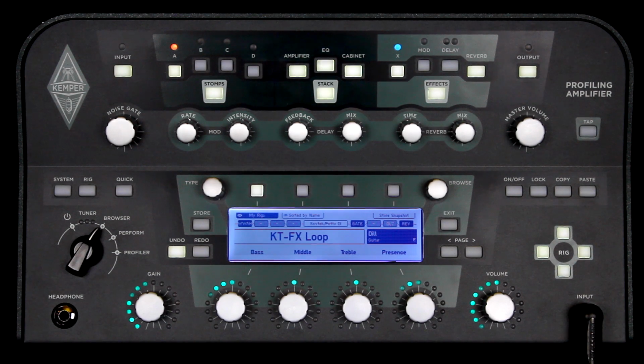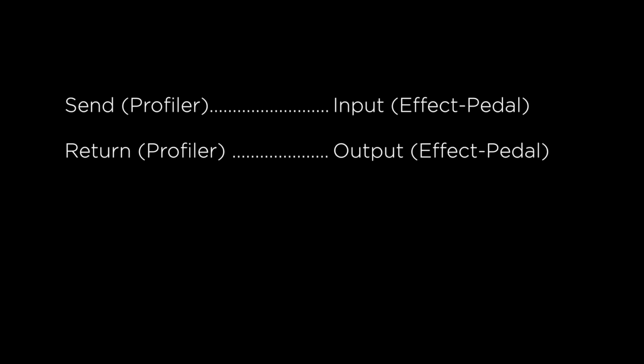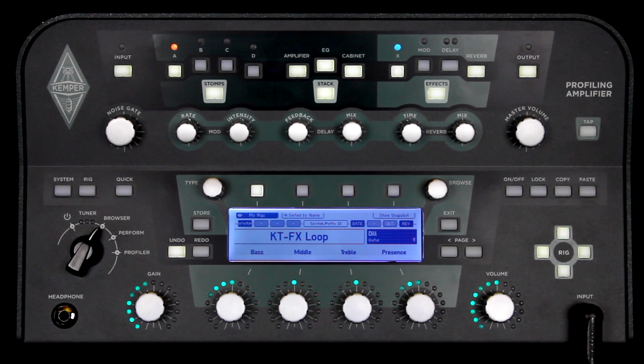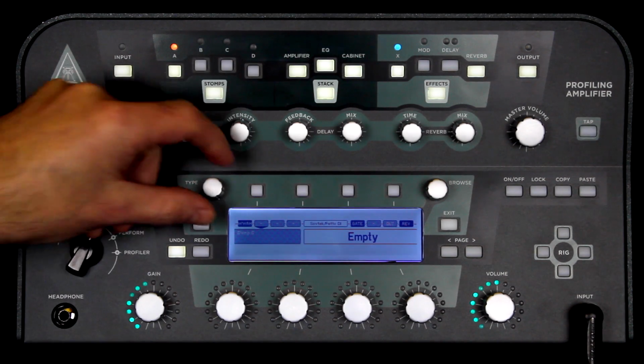If you want to use an overdrive or distortion pedal, you should choose the loop distortion stomp. Again, connect the send of the profiler with the input of the external pedal and the output of the pedal with the return input of the profiler. Let's place the overdrive in stomp B because we already have the internal wah effect in stomp A. Briefly click on stomp B and select Loop Distortion with the Type knob.